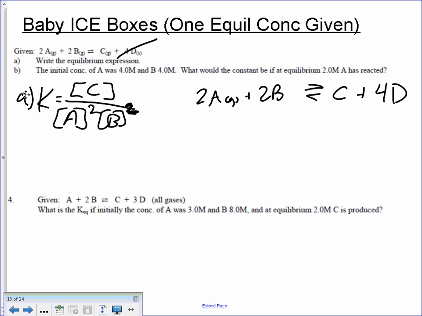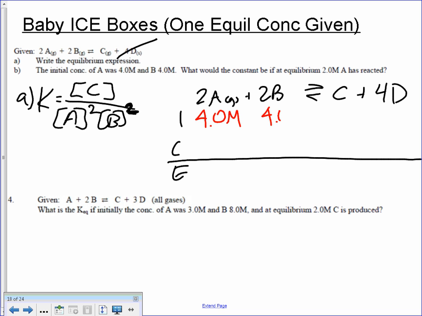And here's how you draw an ICE box. ICE, and it's actually just an addition and subtraction system. All you do is write down the initials that are given, and if you know information for equilibrium, you plug that in there as well. So the initial concentration of A was what? 4.0 molar. The initial concentration for B was also 4.0 molar.